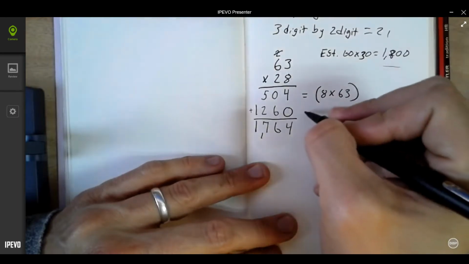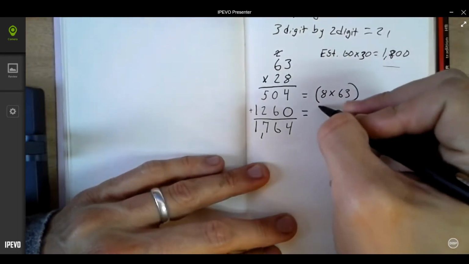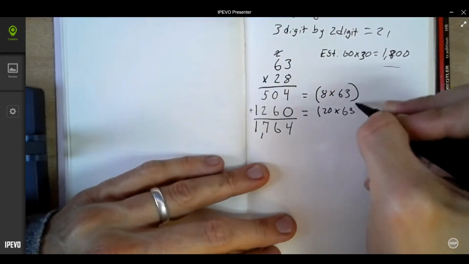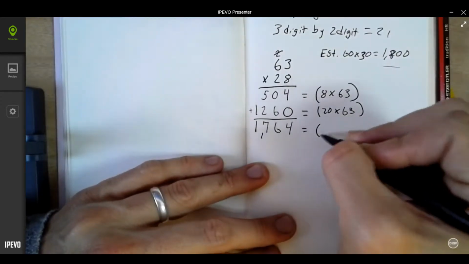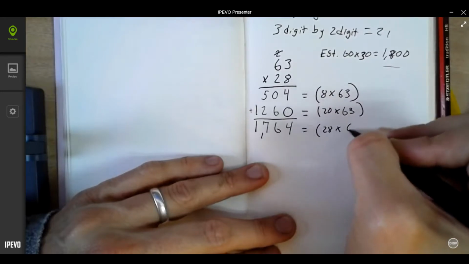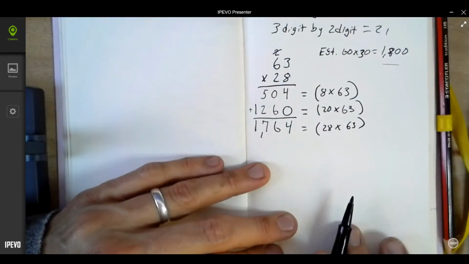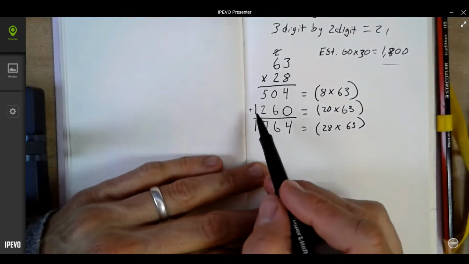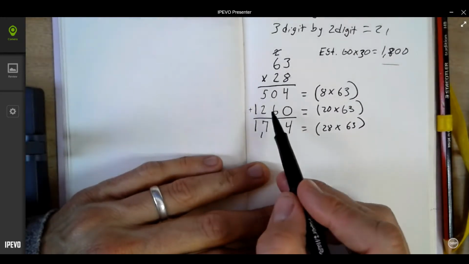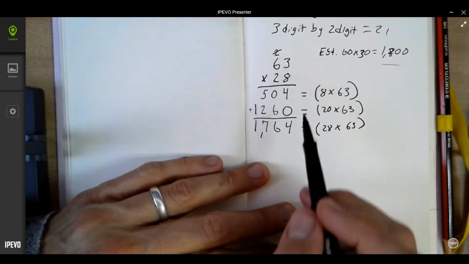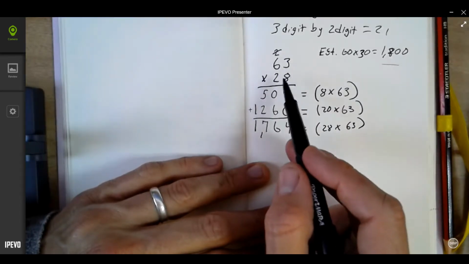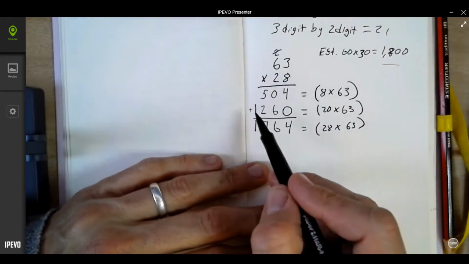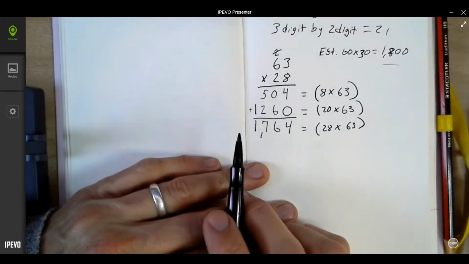1,764. Oh, sorry. This line, like I said, is 20 times 63. And this line is 28 times 63. Okay. So hopefully you're starting to see that. That's why this number is 1,260, because it's not 2 times 63. 2 times 63 is 126. It's 20 times 63. That's why it's 1,260.